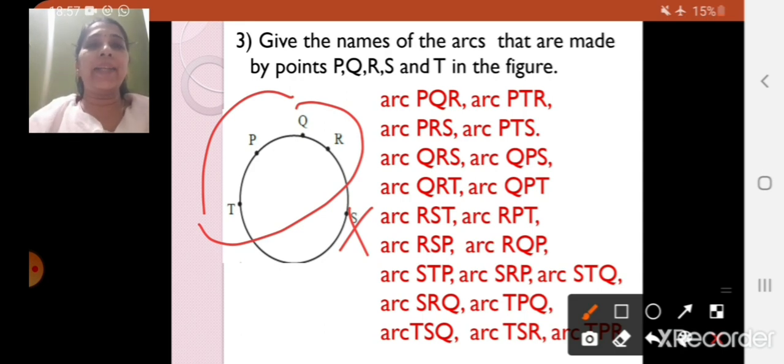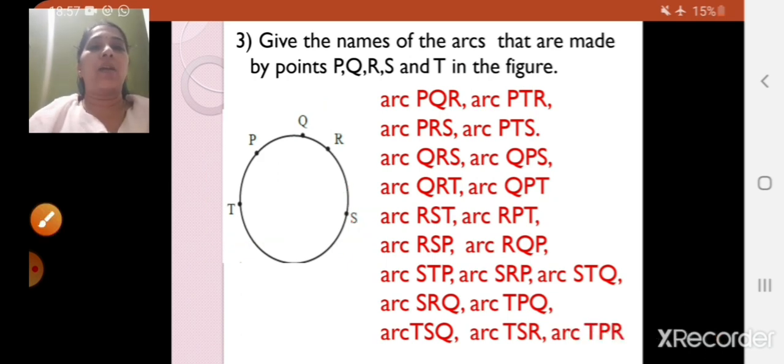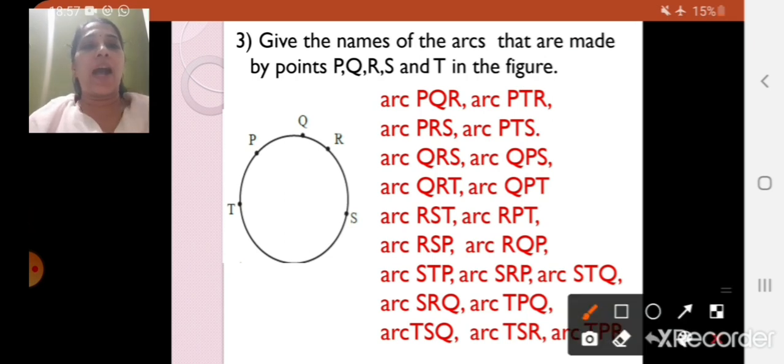Arc QRT and arc QPT. So with point Q we have finished the arcs. Now we will go to the point R. Now for point R, what will we do? We will keep the point Q out of the circle.